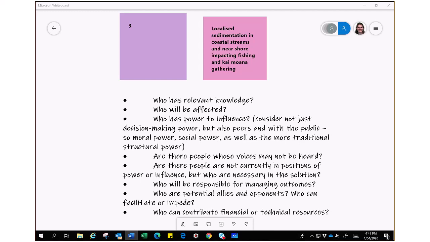Also think about social power. So this is power held by individuals or organizations with status and respect. So influencers in a community, or as we quite often see, social networks and movements on social networks have quite a lot of social power. So think about those different types of powers as well as the more traditional structural power.